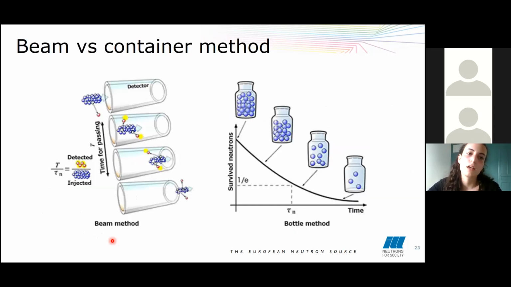And this is a summary. So the beam method measures the decay products and specifically the protons, while the bottle method just counts as a function of time how many neutrons are remaining. So do the two methods agree? The answer is no.